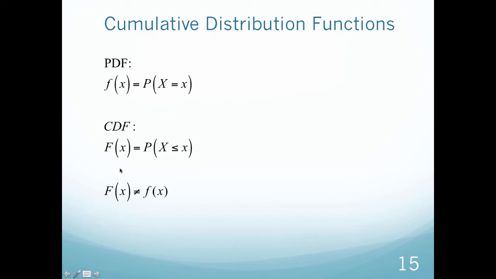rather than equal. So based on these two definitions, we can see that my capital F of x, or my cumulative distribution function, is not always equal to f of x, or my probability density function. So we'll see some examples in just a minute, but I just want you to review this and keep this in mind.